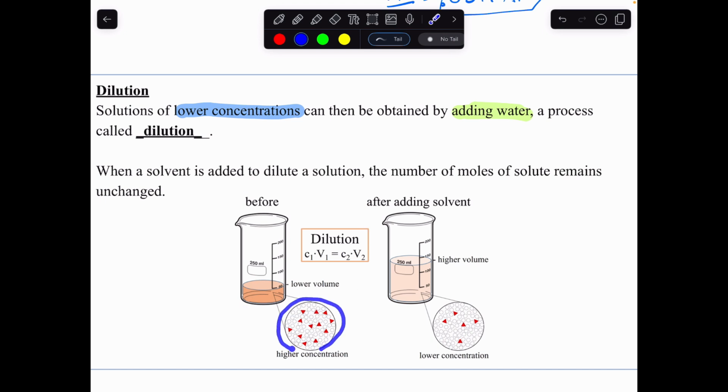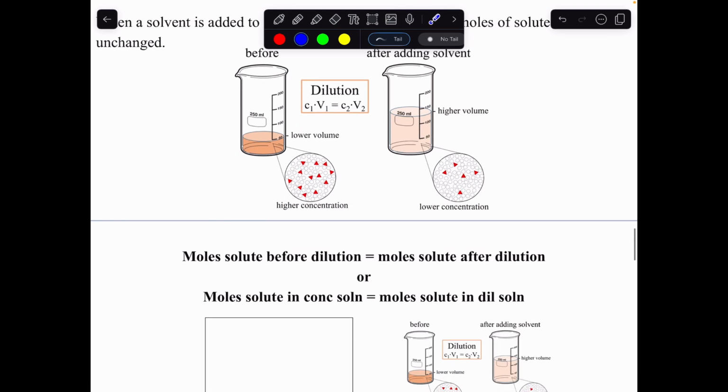The triangles represent the moles, the circles represent the water, okay? If I simply add more water, then the concentration goes down because the ratio has changed, right? You have more water with the same amount of solution, or solvent, I should say. The key thing is that the number of moles does not change.